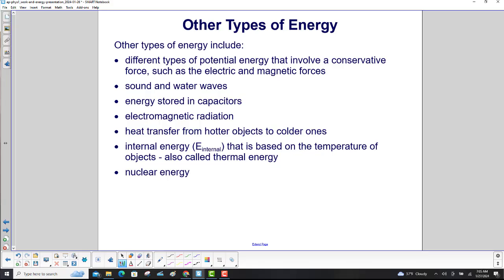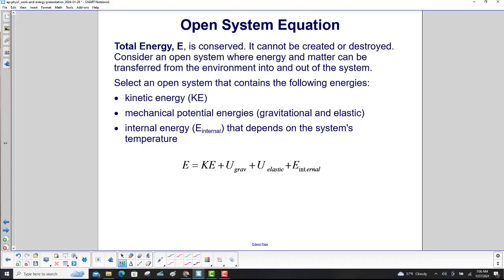Other types of energy include, and this is not inclusive, different types of potential energy that involve a conservative force, such as the electric and magnetic forces. Sound and water waves carry energy. Energy stored in capacitors. Electromagnetic radiation. Heat transfer from hotter objects to colder ones. Internal energy, which is based on the temperature of objects, also called thermal energy. And nuclear energy. Total energy, E, is conserved. It cannot be created or destroyed.